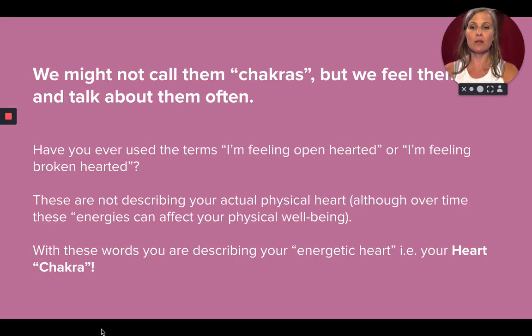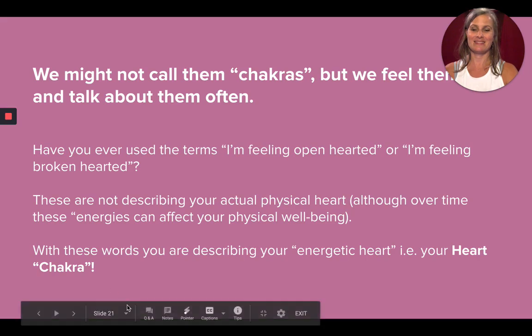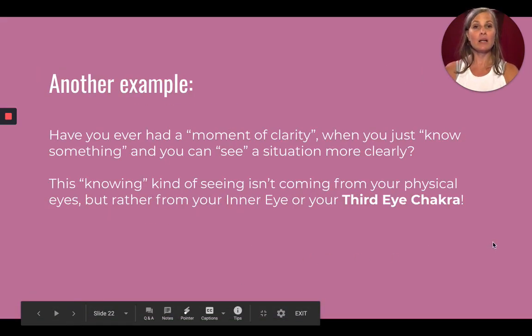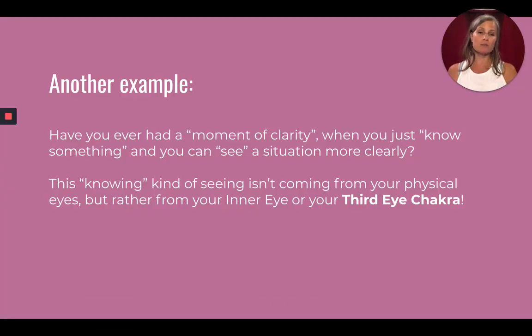All right, moving on. Another example: if you have ever had a moment of clarity, when you just know something crystal clear, like a light bulb goes off, and you can see a situation more clearly, not with your physical eyes, but there's a knowing, a seeing, an intuition, an insight. These are all words that describe the energy of Ajna chakra, your third eye chakra.